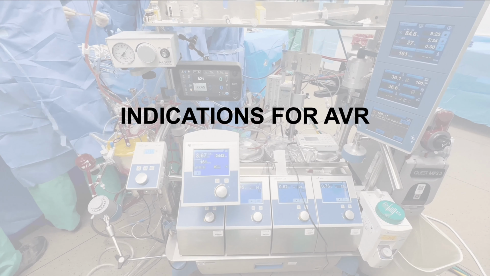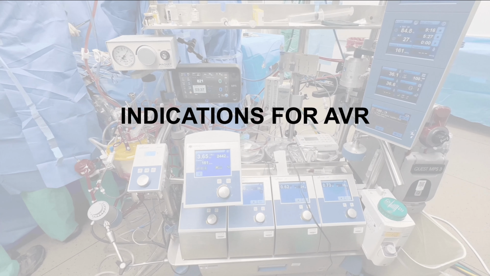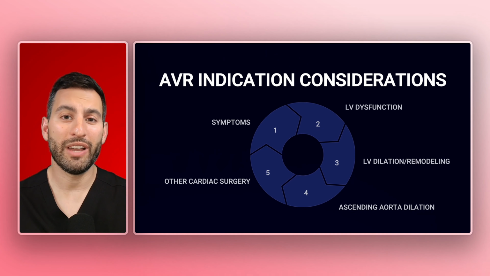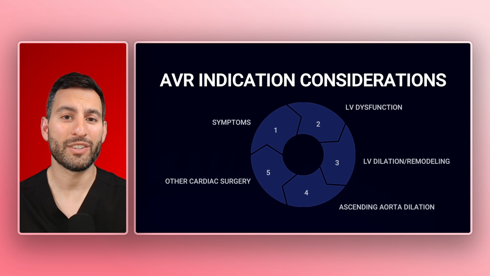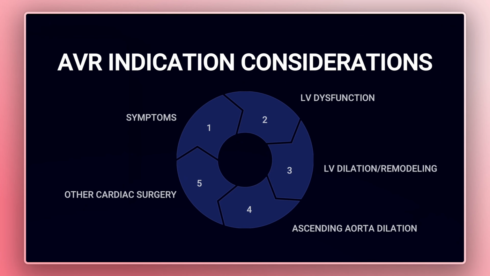What are some of the indications for aortic valve replacement surgery, and what should we be thinking about? When thinking about aortic valve replacement surgery, and exactly some of the factors that you want to be evaluating with echocardiography, these can be broken into 5 major categories. The first is the patient symptomatic. Are they short of breath, having exertional dyspnea? Number 2, is there LV dysfunction or decreasing ejection fraction? Number 3, is there progressive LV dilation and remodeling?